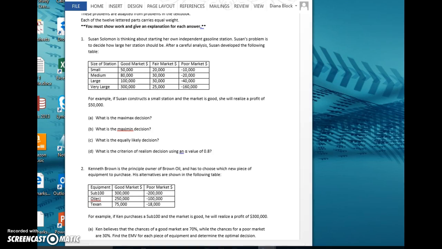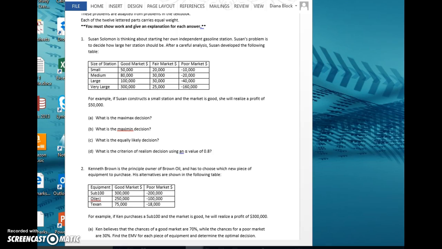What is the max and max decision? Max and max decision is the most optimistic decision available. So when you are considering what is the max and max decision, you're going to look at the decision that gives you the highest of possible payoffs. What's the best case scenario? And that is your max and max decision.